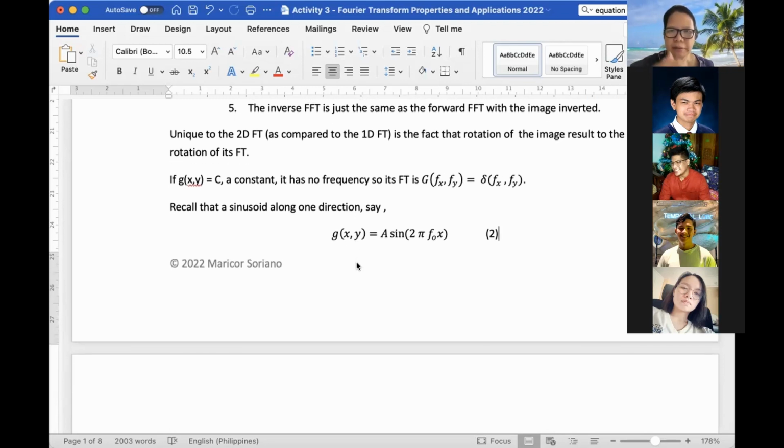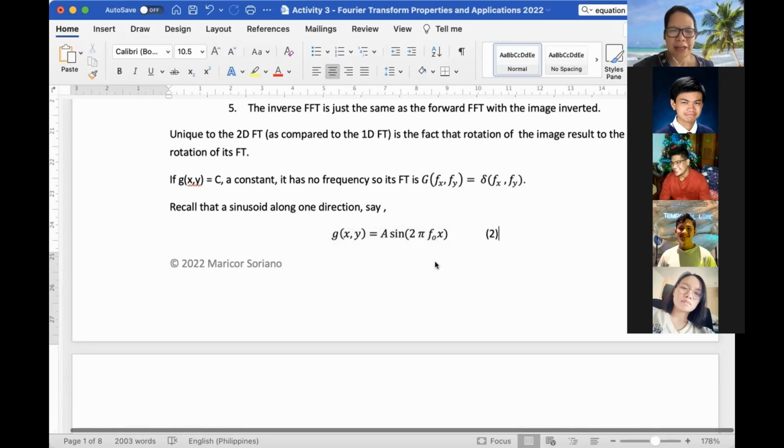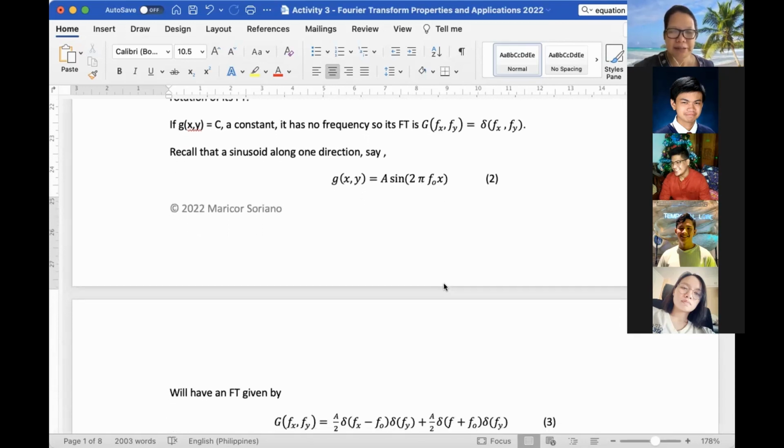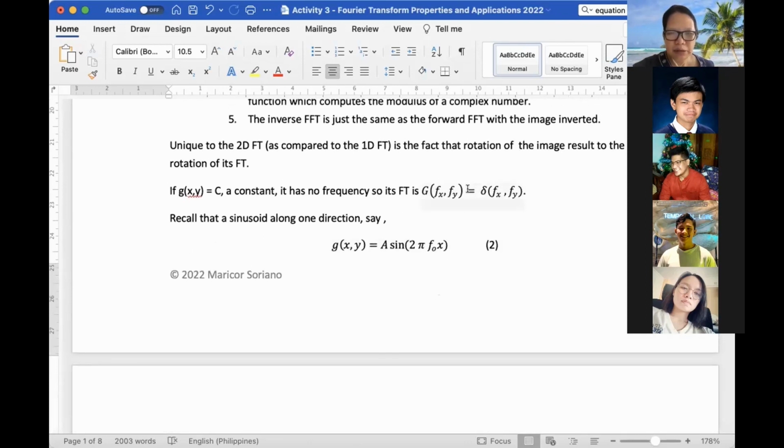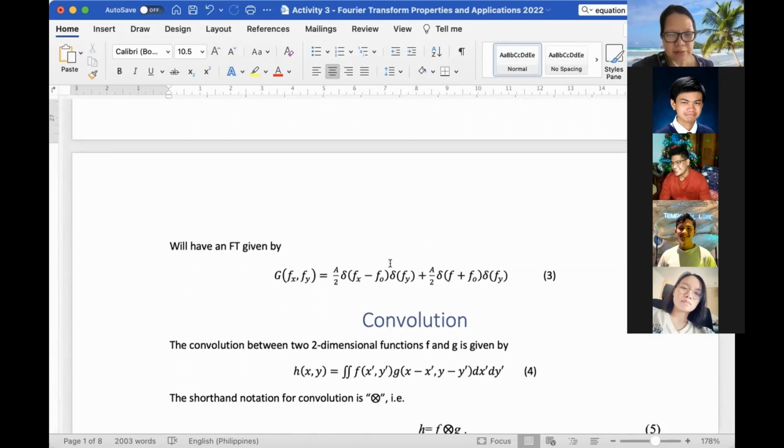Another function that is very important to remember is the FFT of the sinusoid. Now, in a 2-dimensional plane, the sinusoid is given by equation 2: g of x,y is equal to A sine 2 pi f naught x, where f naught is the frequency of that sinusoid. Di ba ito yung exercise nyo dun sa first activity? Now, if you do the math, if you apply equation 1 on both the constant and the sinusoid, you can calculate that the FFT of a sinusoid will have this result. Capital G of fx, fy will have Dirac deltas.